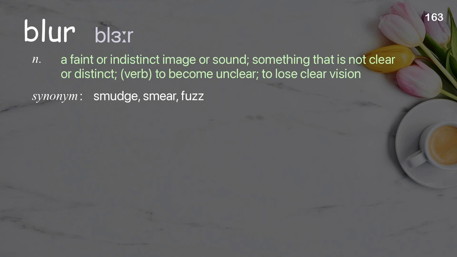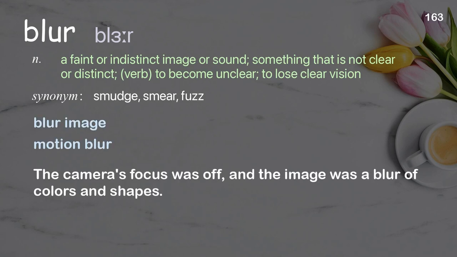Blur. A faint or indistinct image or sound, something that is not clear or distinct. Verb: to become unclear, to lose clear vision. Examples: Blur image. Motion blur. The camera's focus was off, and the image was a blur of colors and shapes.